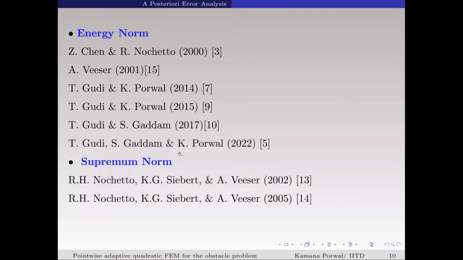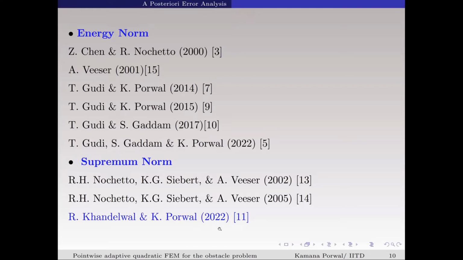So the literature towards the pointwise a posteriori estimates of finite element methods for the obstacle problem is very limited. I refer to these 2 works here, where the pointwise a posteriori analysis of the conforming linear finite element method is derived for the obstacle problem. So this talk is based on this work, where we have derived the pointwise a posteriori error analysis of the quadratic finite element method for the obstacle problem.